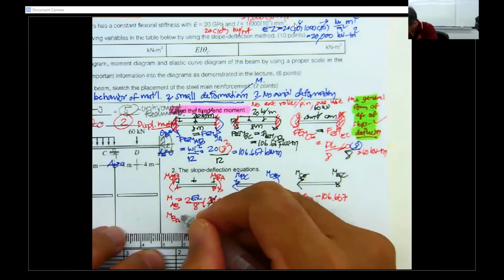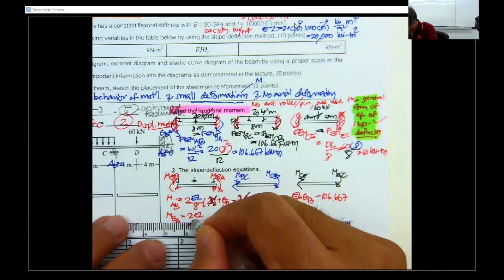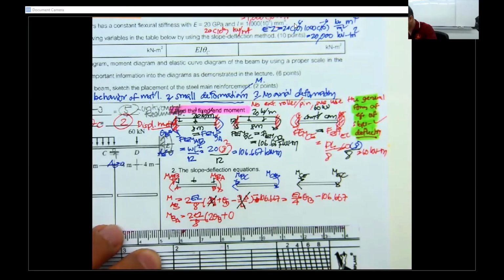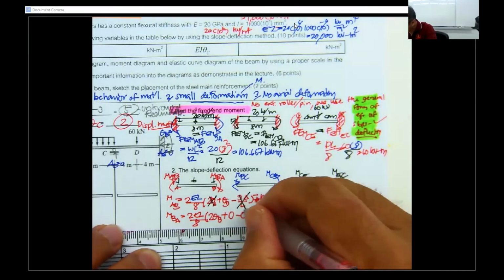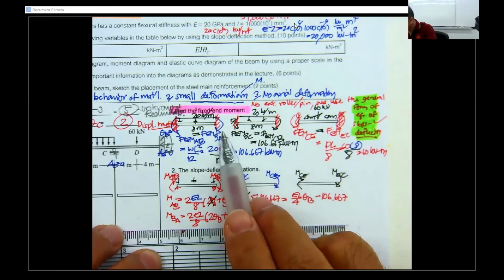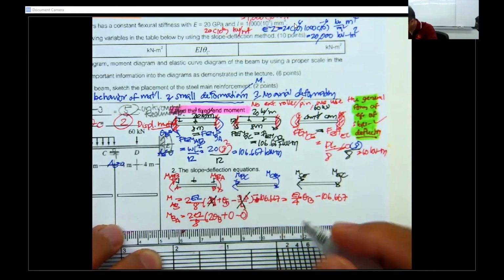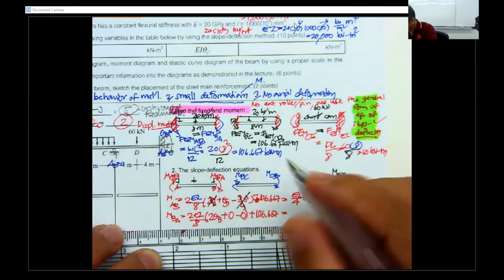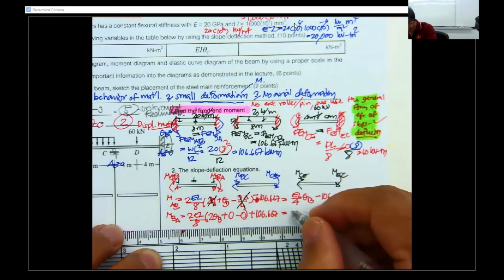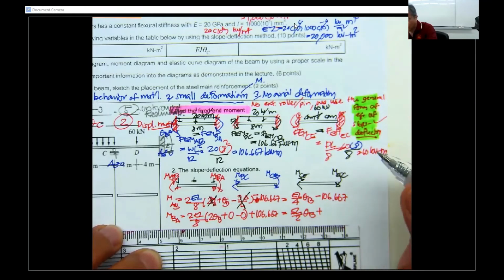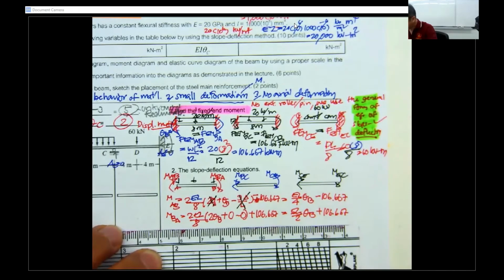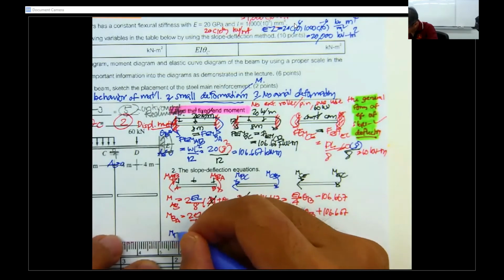Next, M sub BA is going to be 2 EI over 8 times 2 theta B plus 0 theta A minus 0. Okay, and then over here, this is fixed end moment BA. Fixed end moment BA is positive, plus 106.667. Now, this is 4 over 8. This is EI over 2 theta B and plus 106.667.